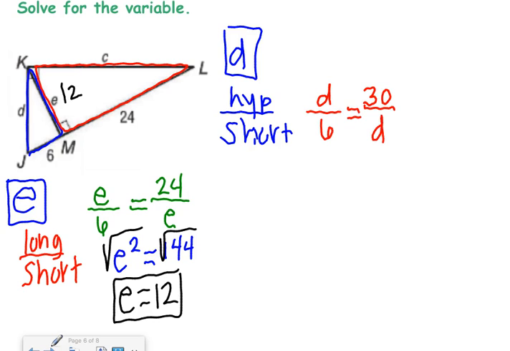Okay, what's 30 times 6? 180. So we got the square root of 180, which is 6 square root 5. Because we already did that one, right? Yeah. So 6 square root 5.